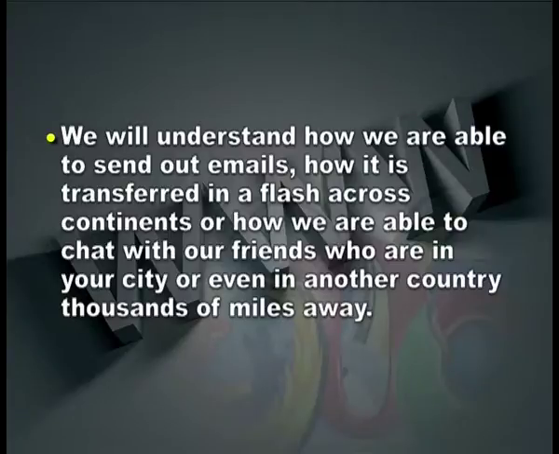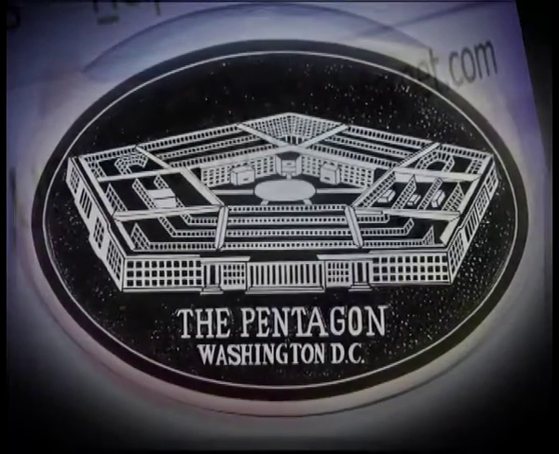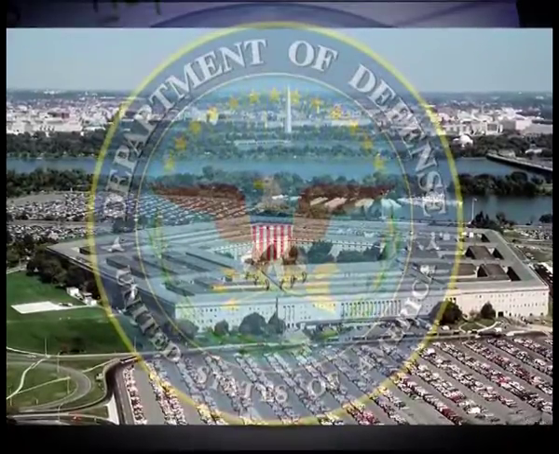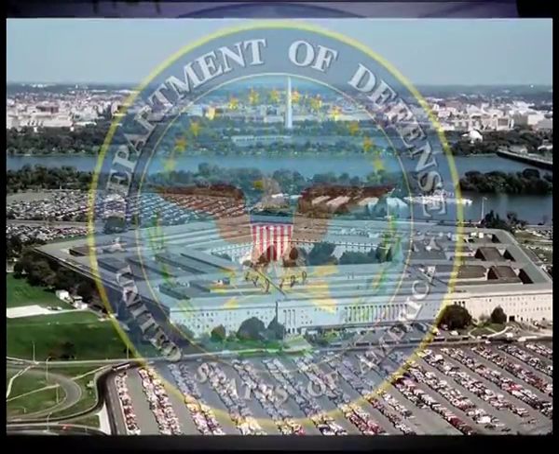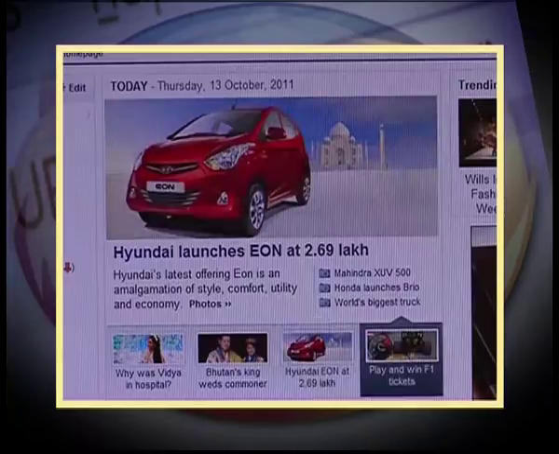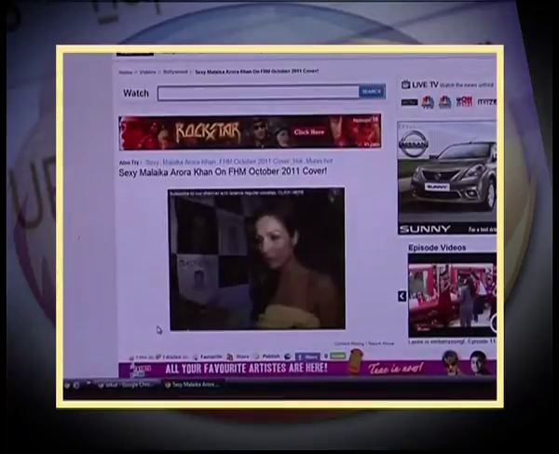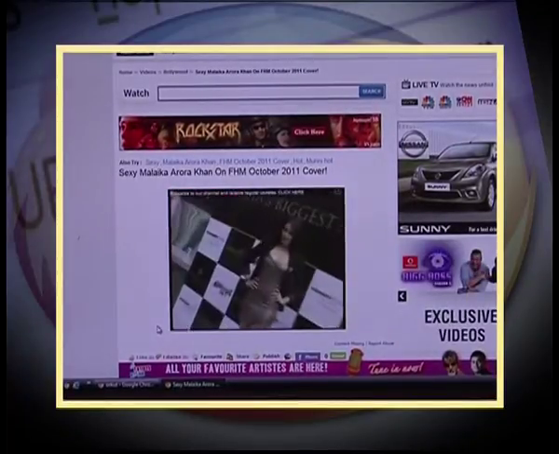thousands of miles away. The internet is rightly defined as a network of networks. It was developed by the US Defense Department in the 1980s to communicate information. But today, it has grown much beyond that. What is even more amazing is the rapid pace at which it has grown and continues to grow. It has changed the way human beings communicate, work, or do business.